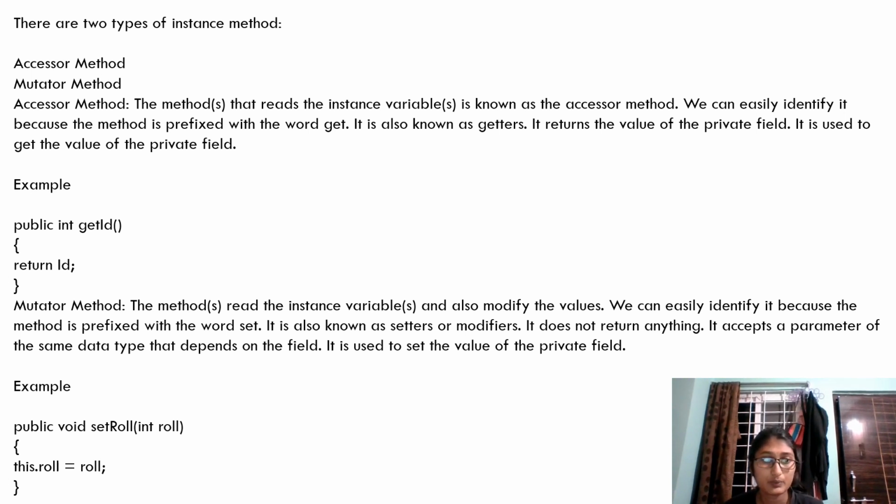Example: Mutator. A mutator method reads the instance variable and also modifies the value. We can easily identify it because the method is prefixed with the word set. It is also known as a setter or modifier. It does not return anything. It accepts a parameter of the same data type, depending on the field. It is used to set the value of a private field.